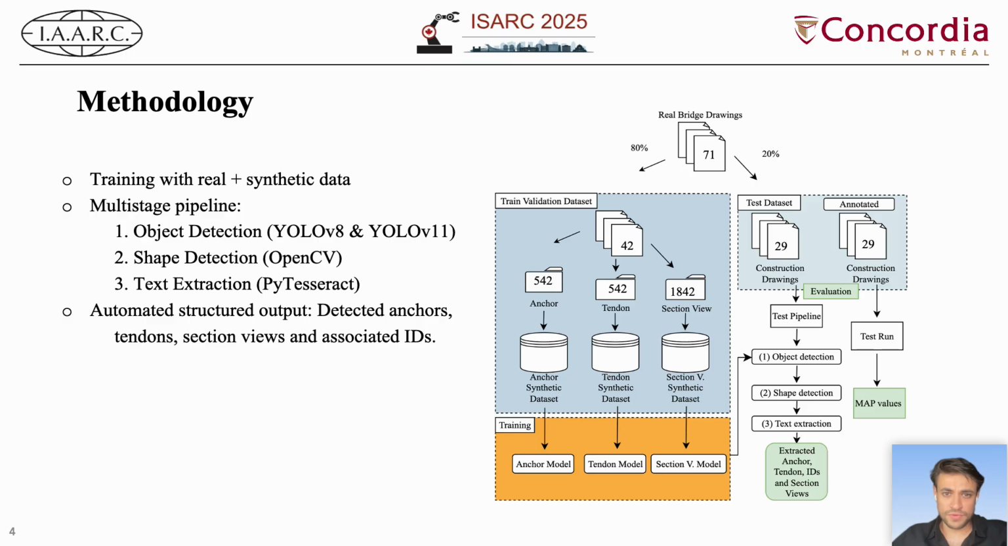The pipeline consists of three main stages. First, we apply deep learning models, YOLO version 8 or version 11 based on the best results, to detect tendons, anchors, and section views in the drawings. Secondly, we use OpenCV to locate rectangular ID boxes, which are usually positioned near the detected symbols. Third, Pytesseract is used to extract ID information from those boxes. The final result is structured output: detected anchors, tendons, section views, and associated IDs.